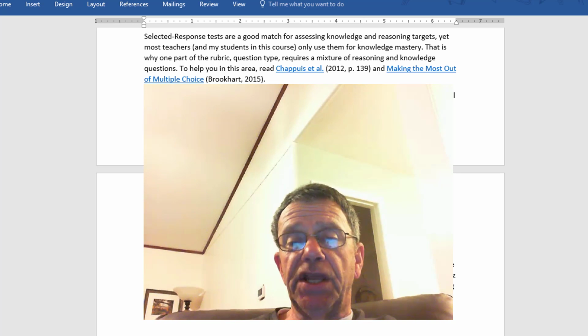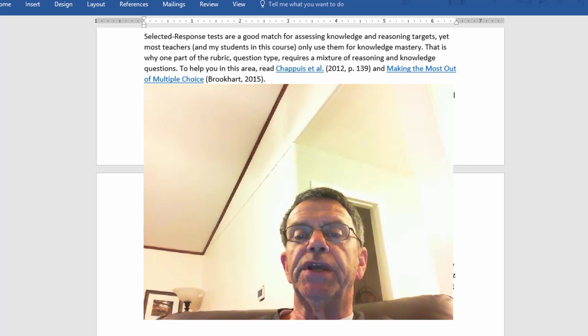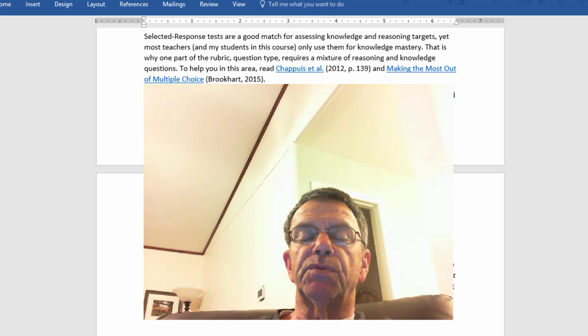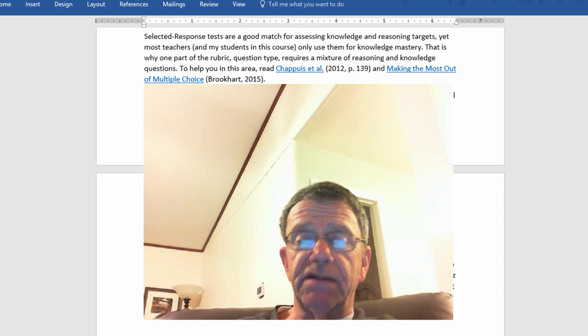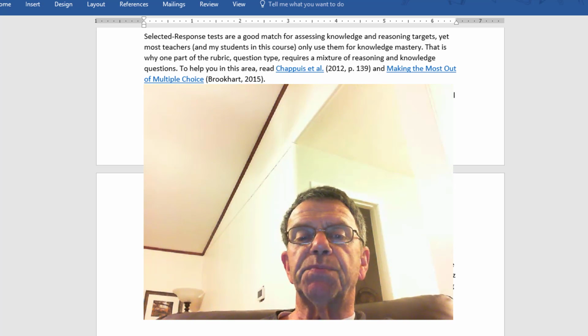And then in each section, you're going to have to cite references. You're going to have to cite Chapuis et al. You're going to have to cite Making the Most Out of Multiple Choice. You have to cite Is This a Trick Question? So you should be doing that as you start this process.